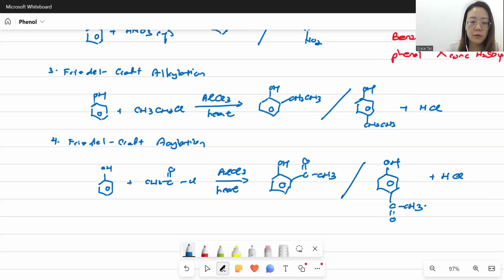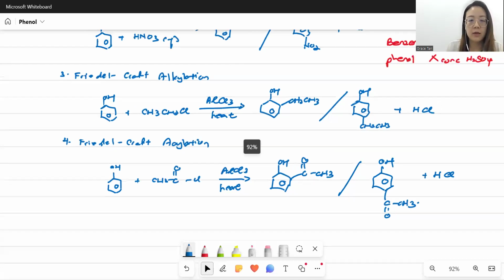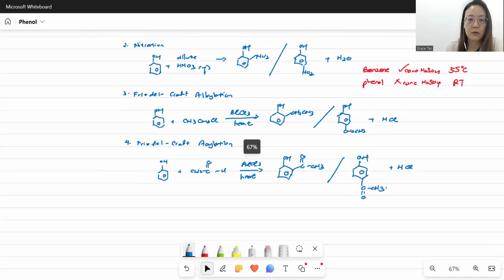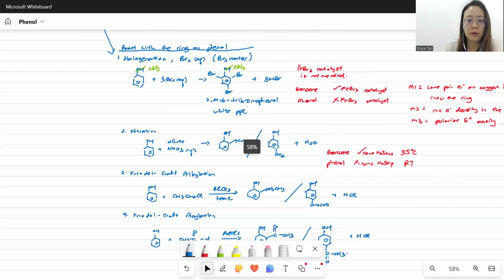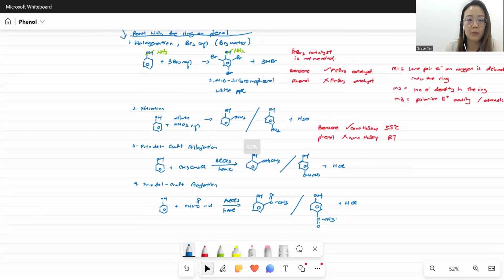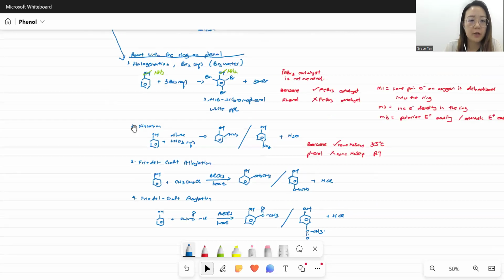Okay, so in terms of the reactions of phenol, we are completed. If I were to zoom out to let you all have a look at the whole diagram, the whole picture here, these are the 4 reactions if you want to react with the ring part of the phenol. Okay, yeah. Now, yes, I would like to add one more here.